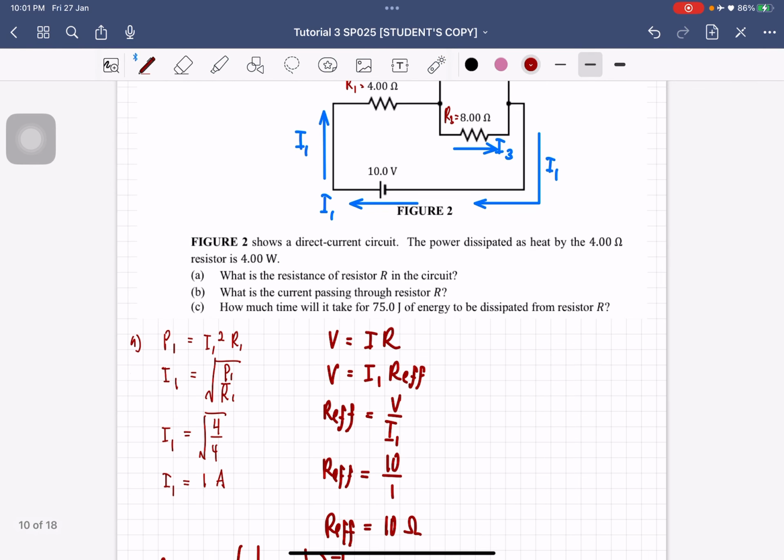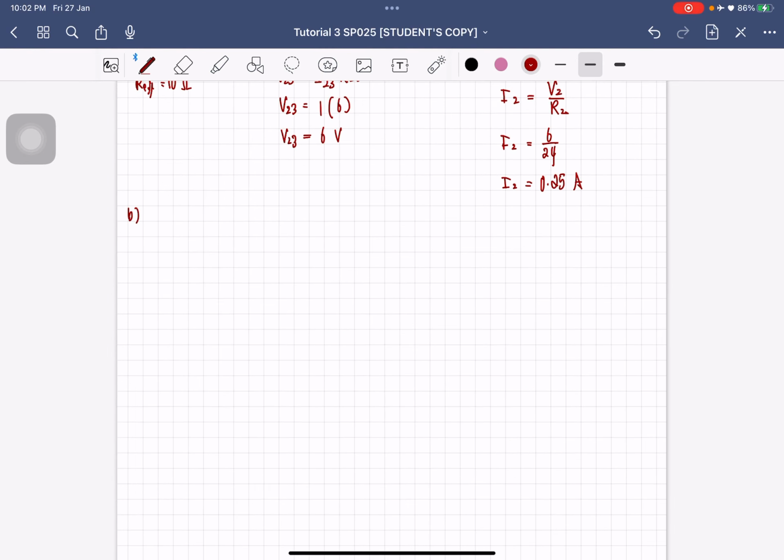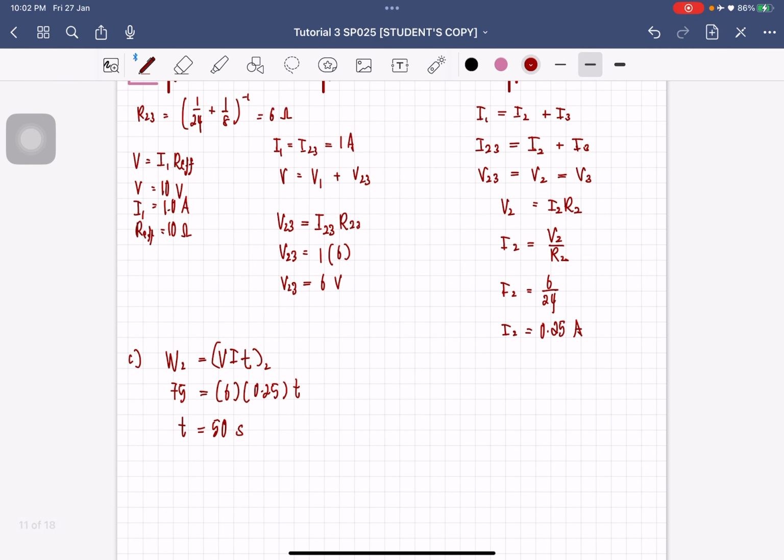So for question C, we need to find how much time it will take for 75 joules of energy to be dissipated from resistor R. For this question, it specifically mentions resistor number 2, so that is W2. The equation is going to be VIt, but for resistor number 2. It says it wants 75 joules of heat dissipated. It asks about time. So the voltage across resistor 2 is 6 volt. The current flowing across resistor number 2 is 0.25 ampere. So we need to find the time. Rearrange for time, calculate that, and you will get 50 seconds as the time for 75 joules of heat to be dissipated from resistor number 2.